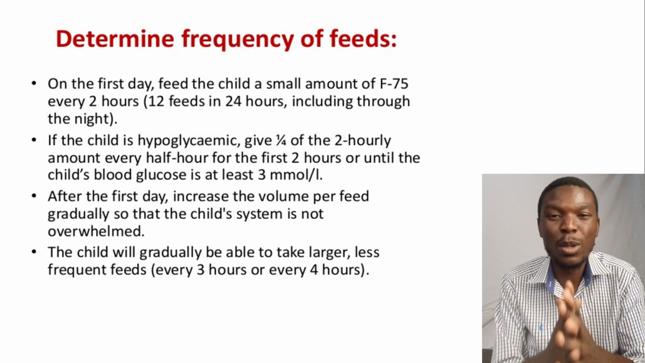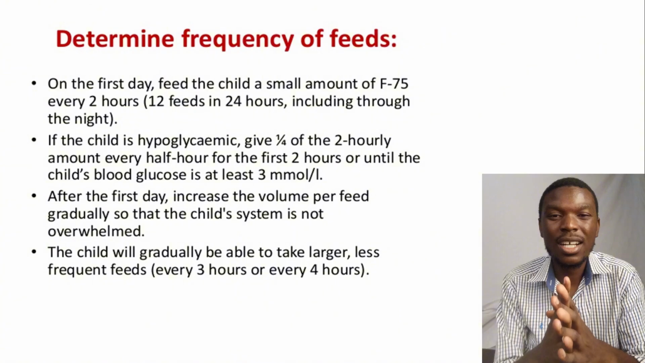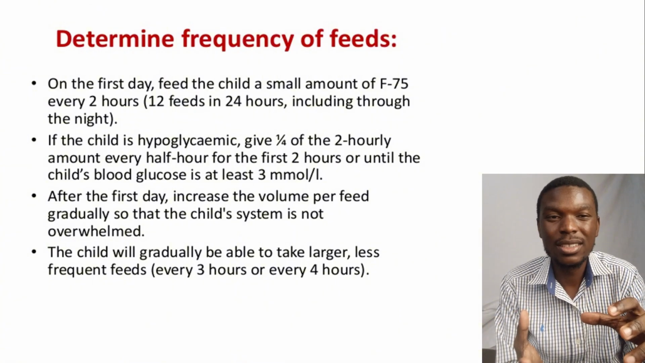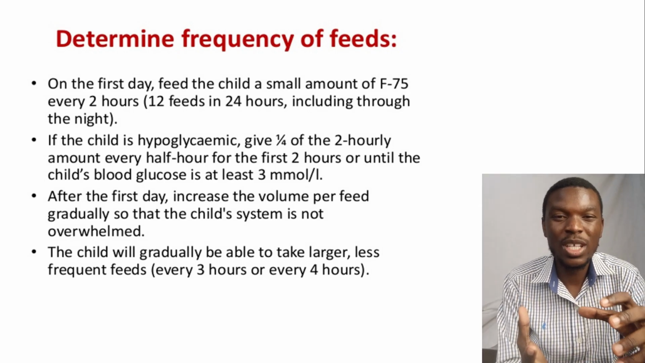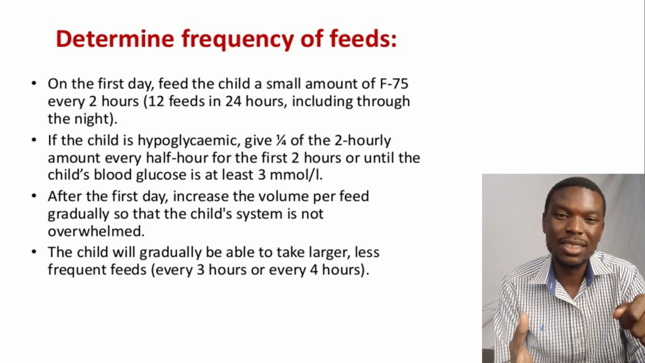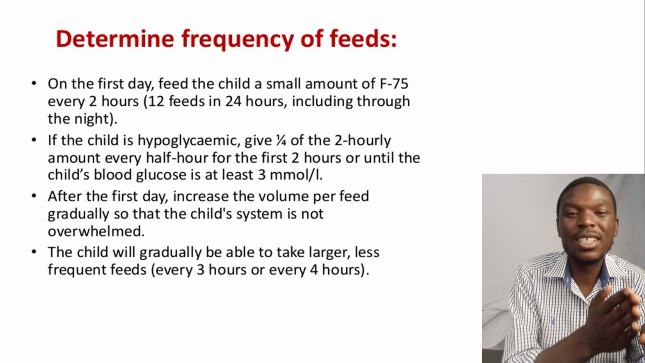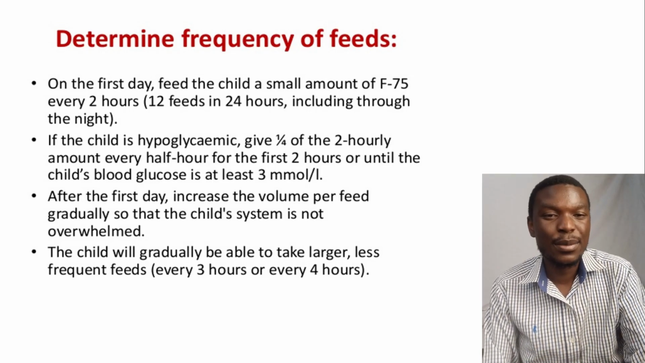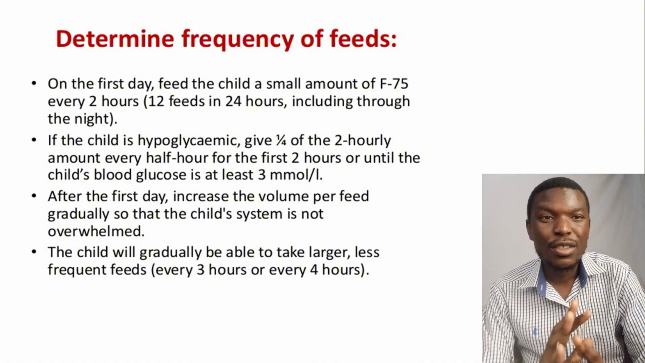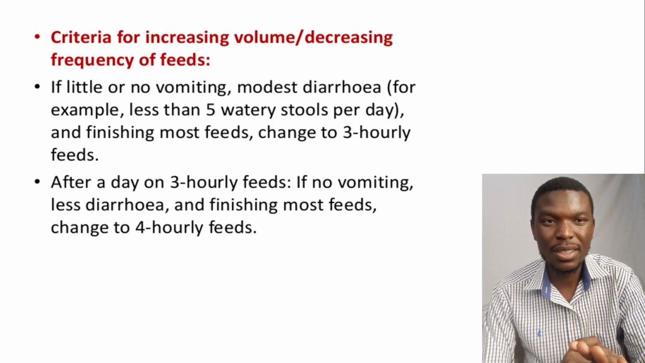So let's say, for example, on day one, you are giving this child maybe 5 spoons of this feed every 2 hours. Then on day 2, you can increase this 5 spoons to maybe 8. Instead of giving every 2 hours, you can increase to every 3 hours. So you need to be cautious when you're increasing or decreasing this feed.